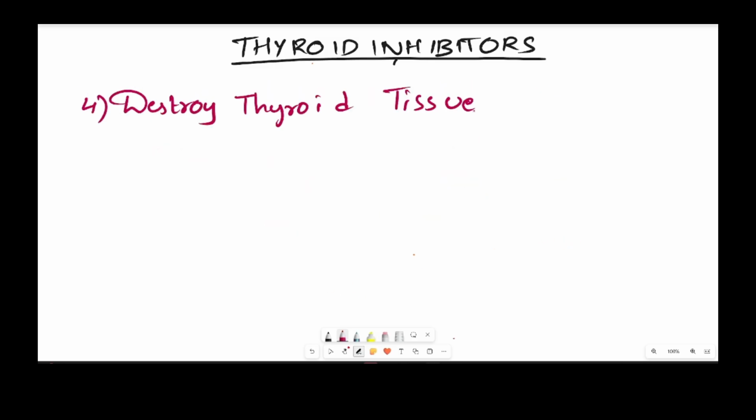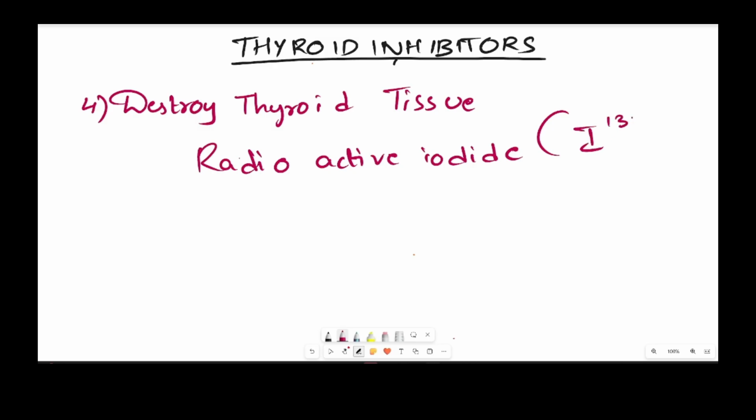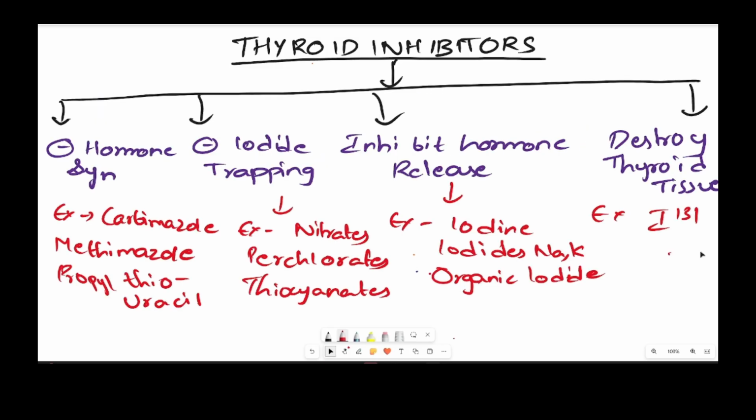Now coming to the fourth class, the last class of thyroid inhibitors, which is the one which destroys the thyroid tissue. So here we will be having one radioactive iodide, which is simply called I-131. So it is a radioactive iodide that will be completely destroying the thyroid tissue from the body. So this is the overall thyroid inhibitors classification.